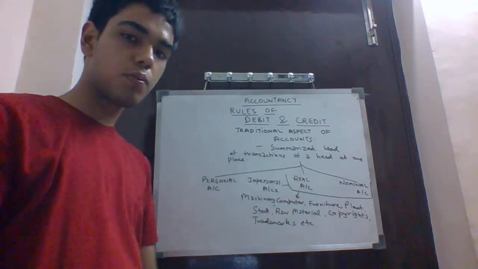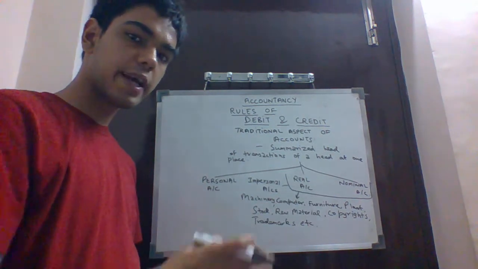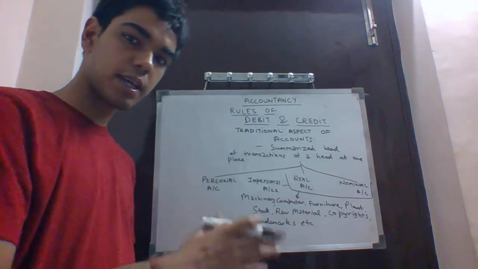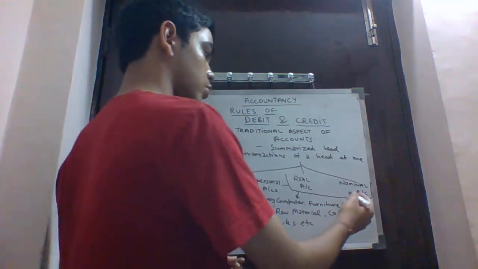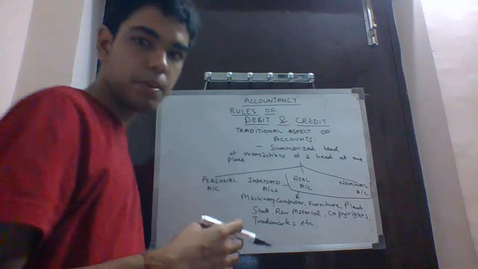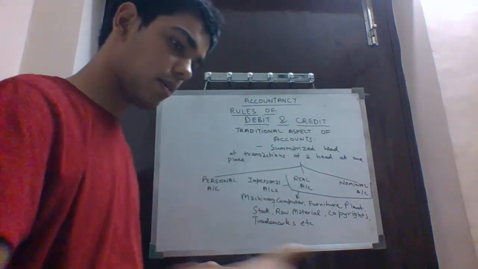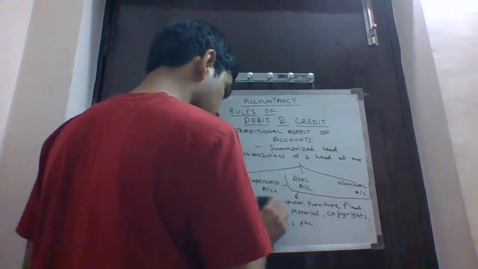Now nominal account will account for all the expenses, losses, incomes and gains. So nominal accounts examples can be purchases. I like to write on the board.